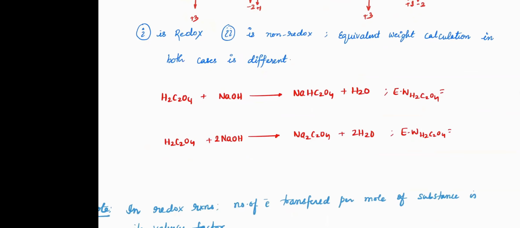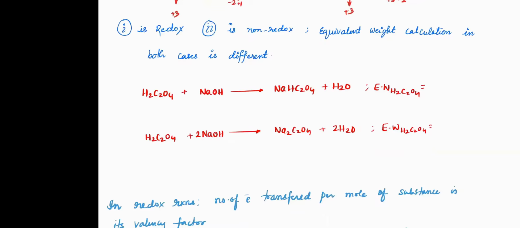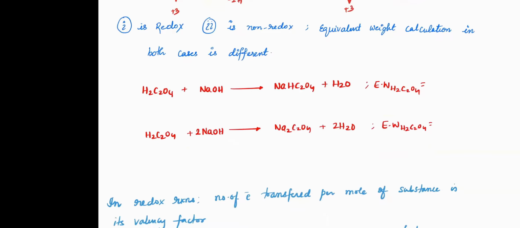Got it. Now, how do we figure out the equivalent weight? If you know the number of electrons transferred, that becomes the valency factor. But if there is no redox reaction happening, then how do we predict? See, first I'll write the answer, then I'll explain one by one.